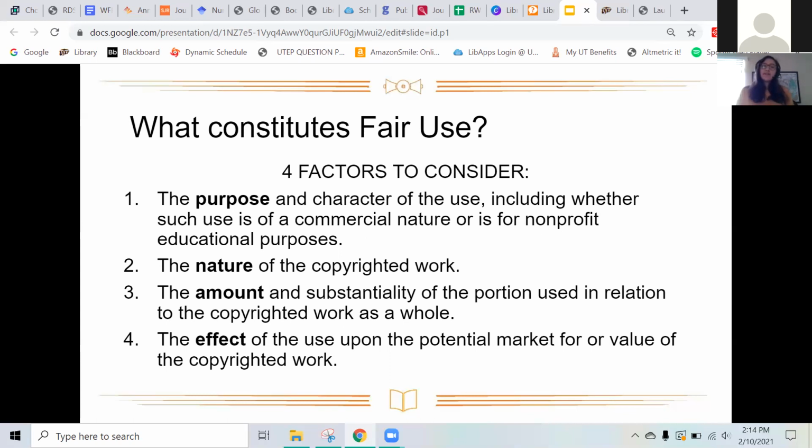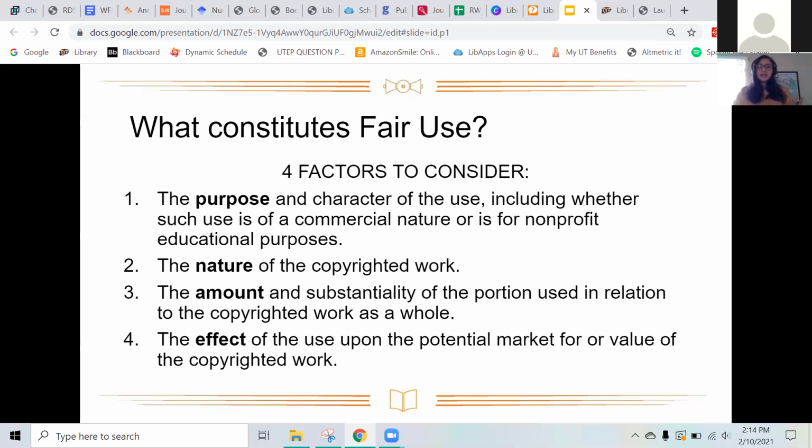And then last, the effect of the use on the potential market for or value of the copyrighted work. So by distributing this work to students in the educational setting, are you eliminating the students' need to purchase any of the work, potentially? Are you completely taking the economic value away from it? That's what we're considering in the effect factor.